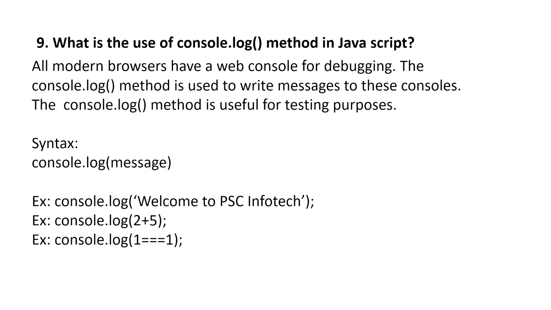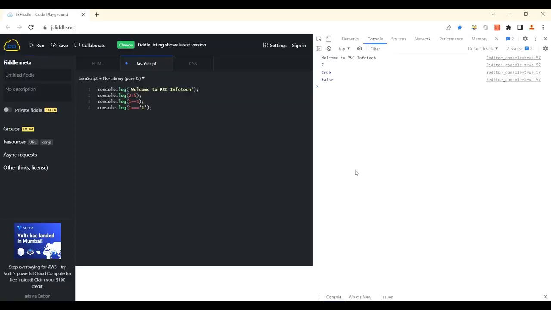What is the use of the console.log method in JavaScript? All modern browsers have a web console for debugging. The console.log method is used to write a message to this console. The console.log method is useful for testing purposes. The syntax of the console.log method is console.log. Inside the log method we write our message. For example, console.log welcome to pscinfotech. Console.log 2 plus 5, it displays 7. Console.log 1 triple equal to 1, it shows true.